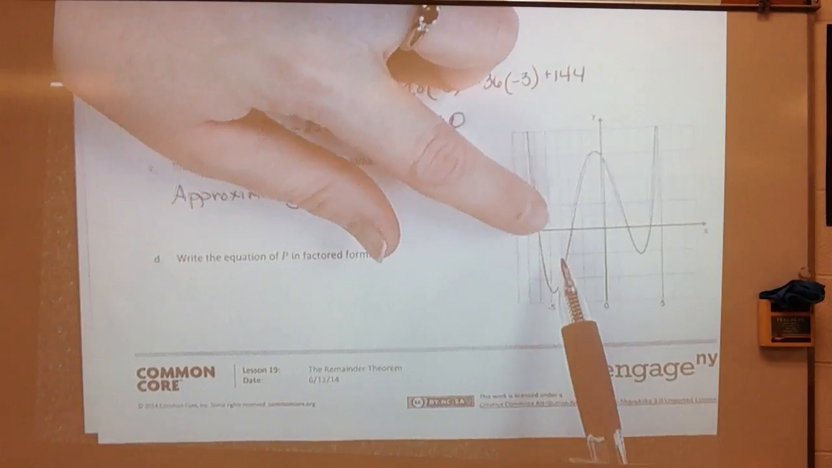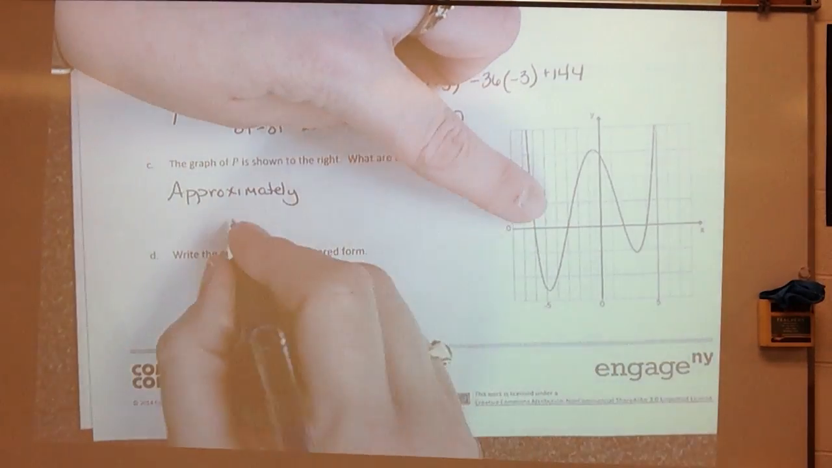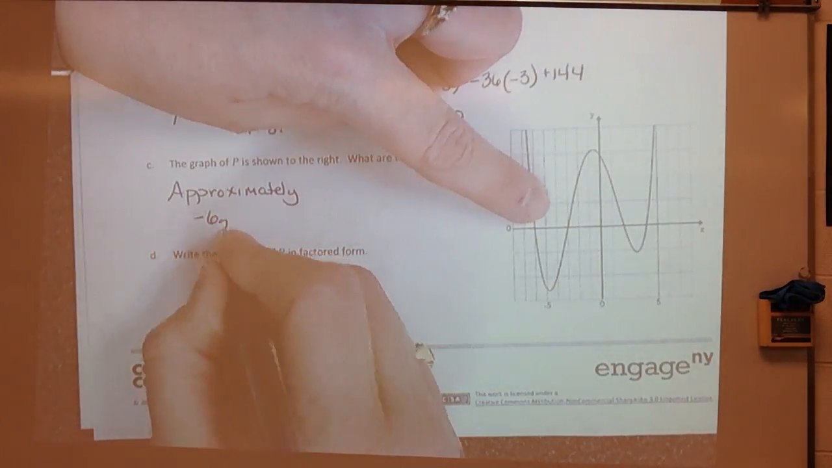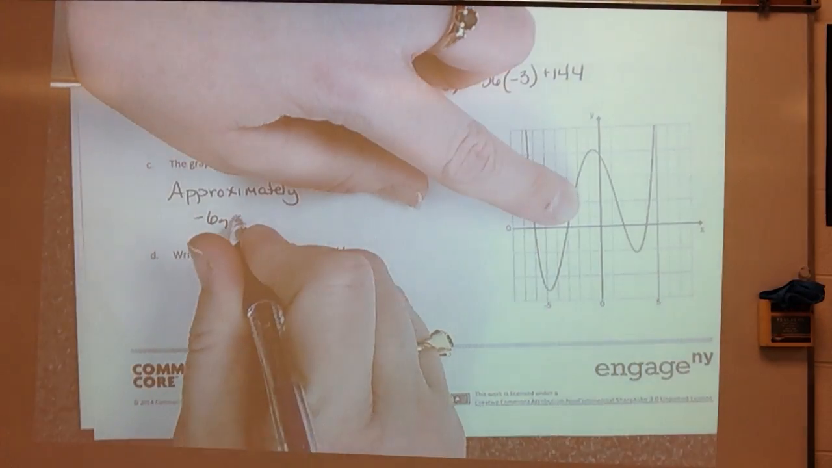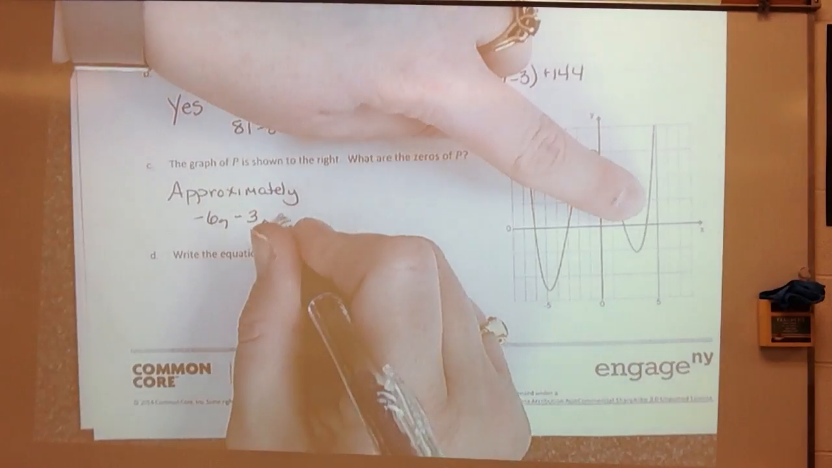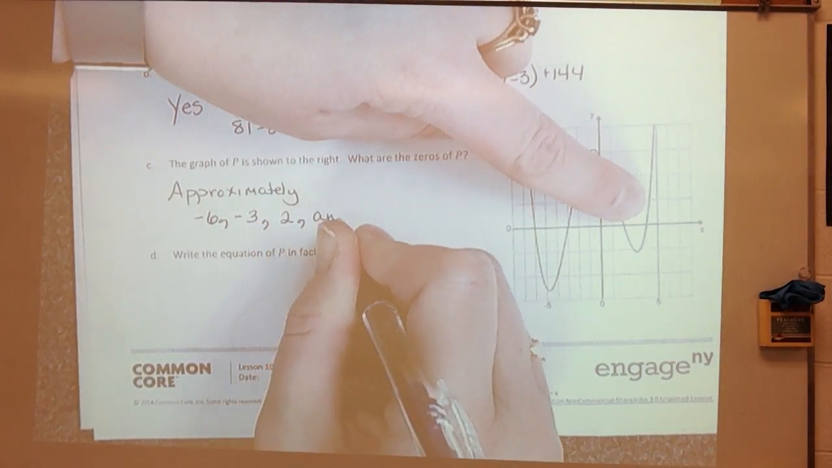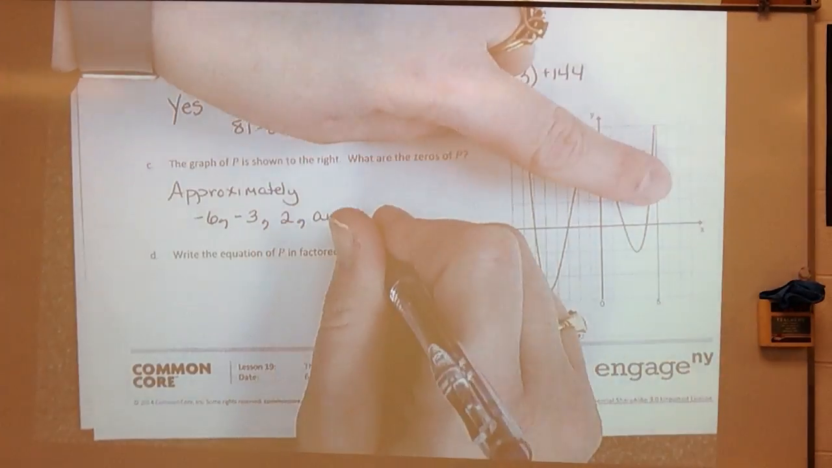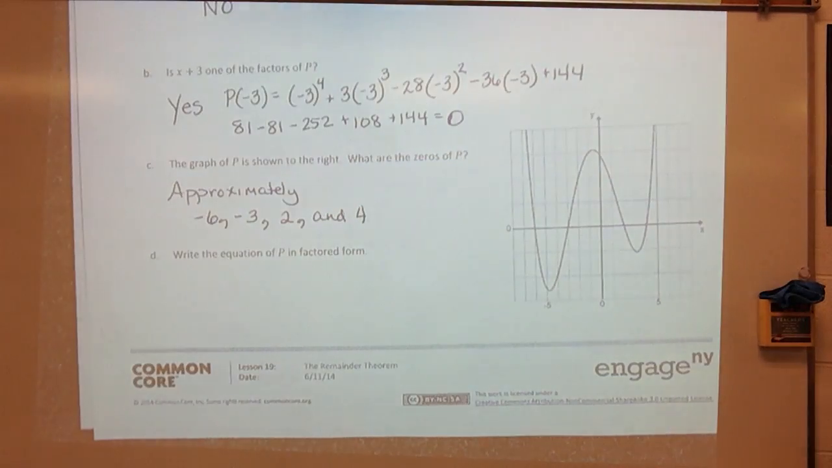And I'm just going to start over here. So at approximately negative 6, negative 3, 2, and then again at 4. So these are the zeros that I can visually see on my graph.